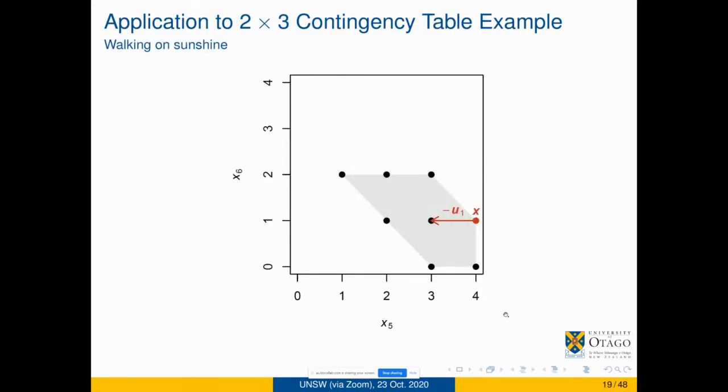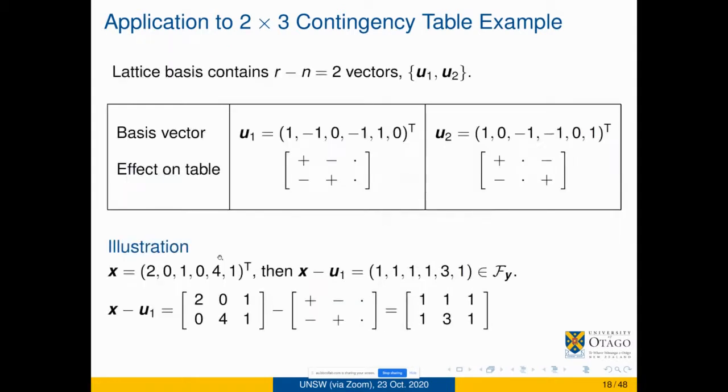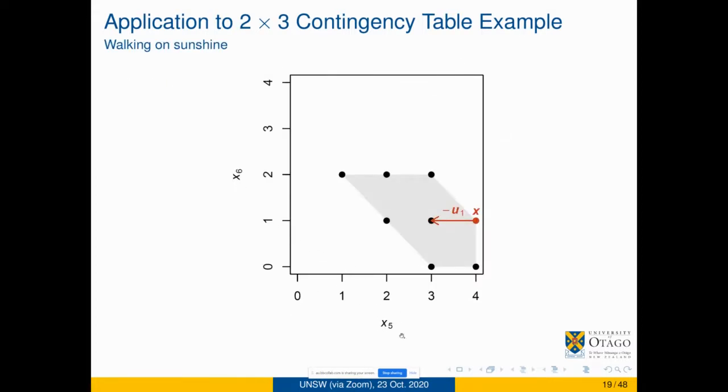So what's happening? Let's look at pictures here. The red dot with x over it corresponds to the original contingency table. That's this guy here, 2, 0, 1, 0, 4, 1. And I'm using a projection in terms of x5 and x6. If I travel minus U1, it means I just move to this lattice point in the center here. And it should be pretty obvious that by taking moves in the coordinate directions, x5 and x6, I can walk around that lattice, that Z polytope, fine.